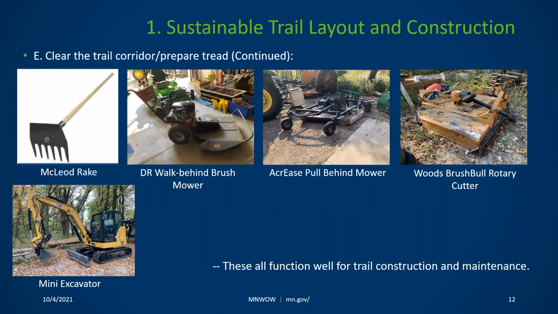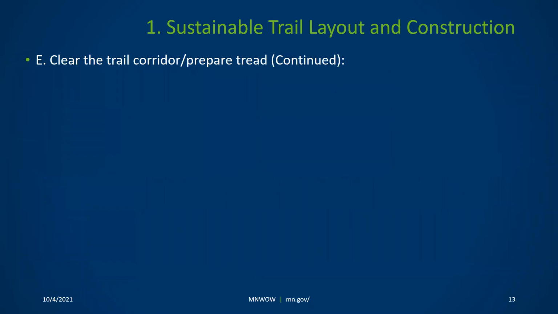The Acres pull behind mower, it's got its use. It's got a nice wide deck. It's good to pull behind a UTV or ATV. Both are gas powered. I think the DR is 20 horse. The Woods brush pull rotary mower is PTO driven, sits on the 3-point. That's good for larger stuff, takes up to about 3 inches. And then mini excavators all function well for construction and maintenance, depending again on the scale of the work you're doing.